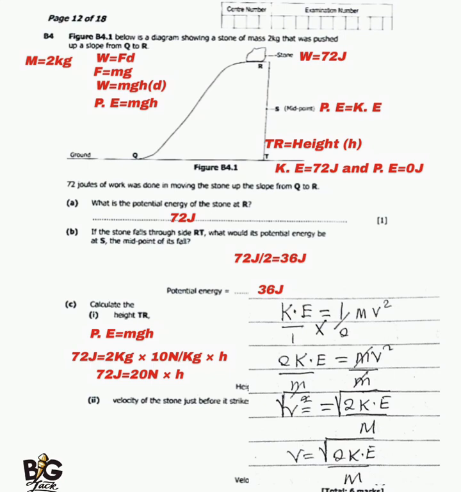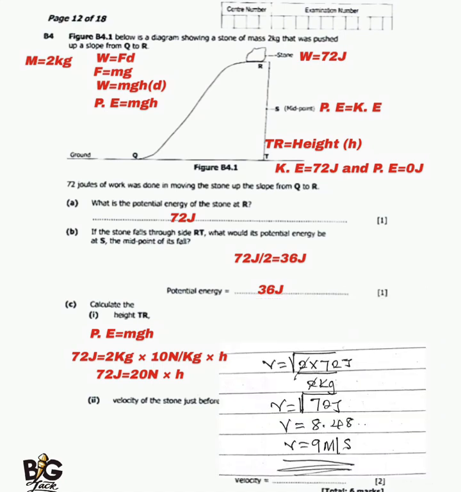Then from there, we are looking for only velocity, not velocity squared. So I'm going to introduce the square root to both sides. The square root is going to cancel with the power 2 of the v squared, and I'm going to remain with v. So v is equal to the square root of 2 kinetic energy over mass. Remember, once the stone strikes the ground, it will have only kinetic energy. So our kinetic energy is 72 joules over 2 kgs.